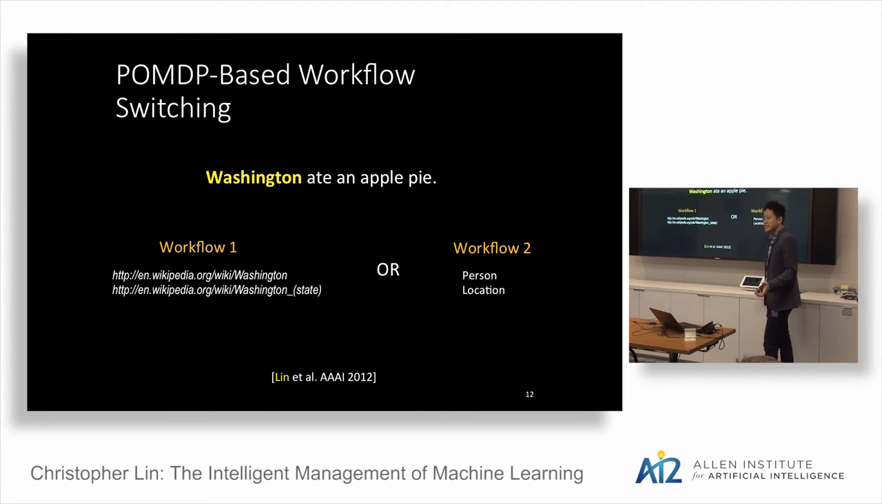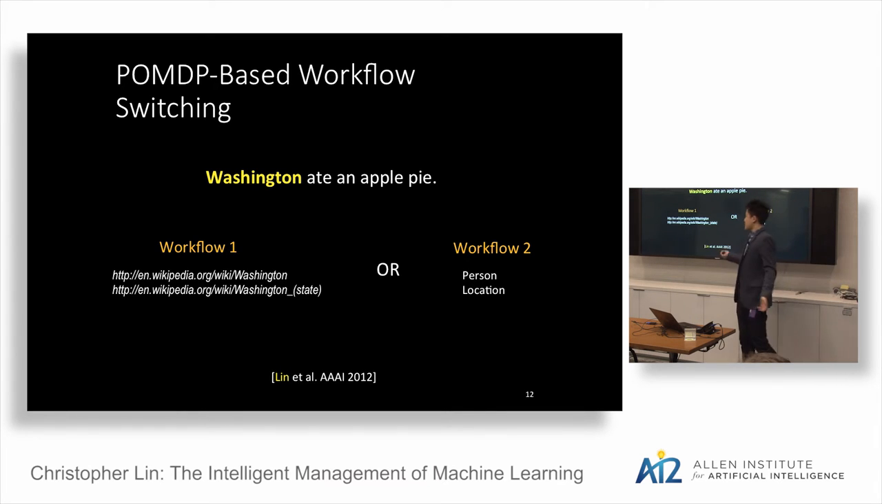Now, how people typically do this is they come up with multiple workflows to present to the crowd, right? For instance, one workflow might be to show the crowd two Wikipedia pages and ask the crowd to identify which Wikipedia page tells you what Washington is. Another workflow might be to show the crowd Freebase tags and ask the crowd to identify which Freebase tag corresponds to Washington. And then what people typically do with these multiple workflows is some sort of A/B test to figure out which workflow works the best, and then they use that and throw away the rest.